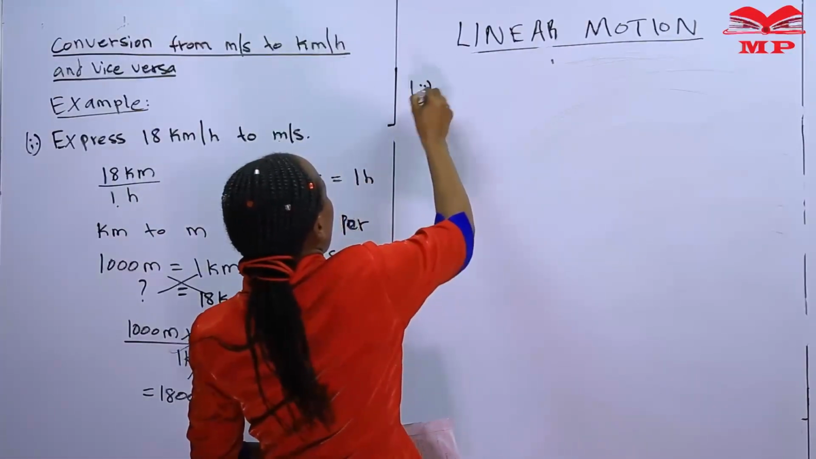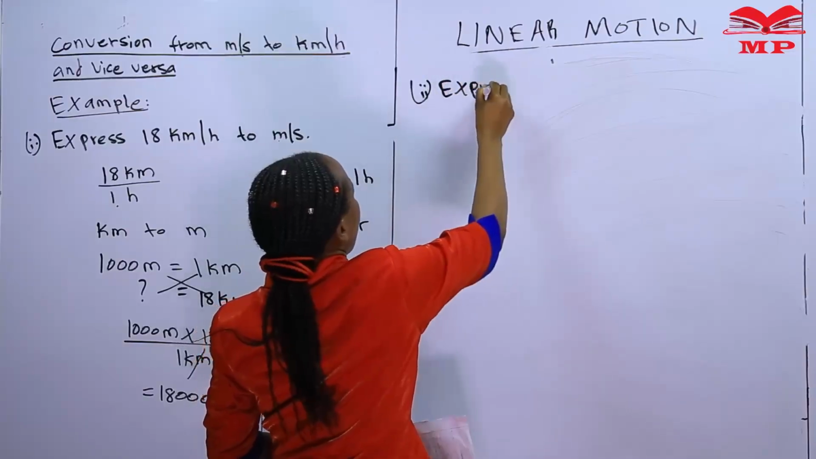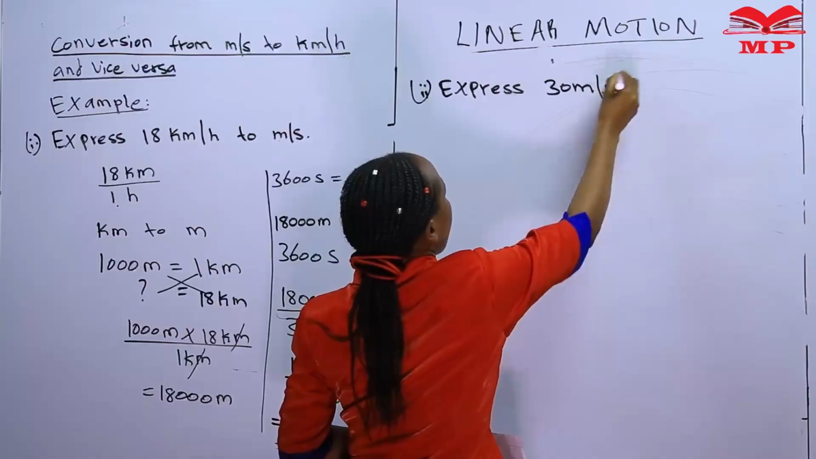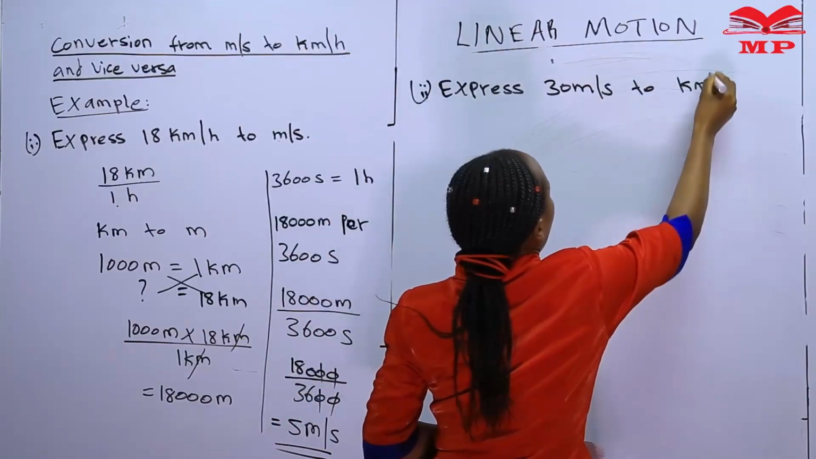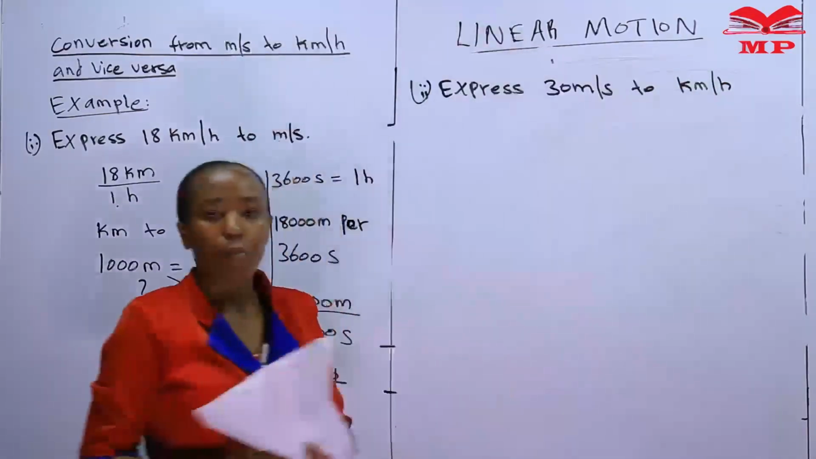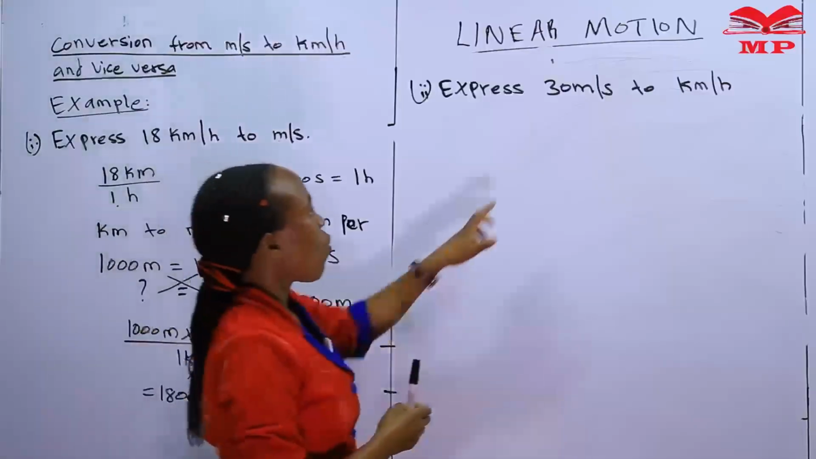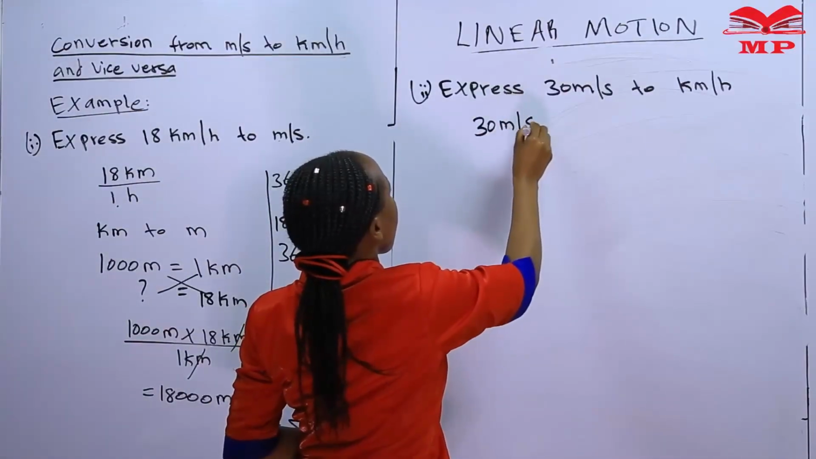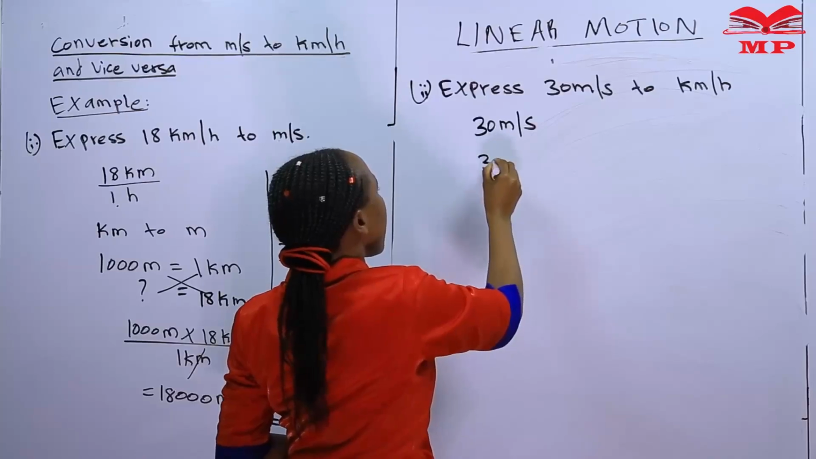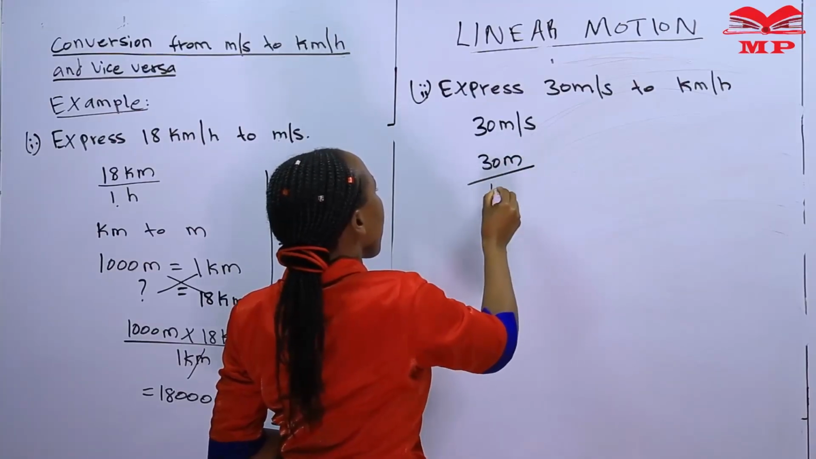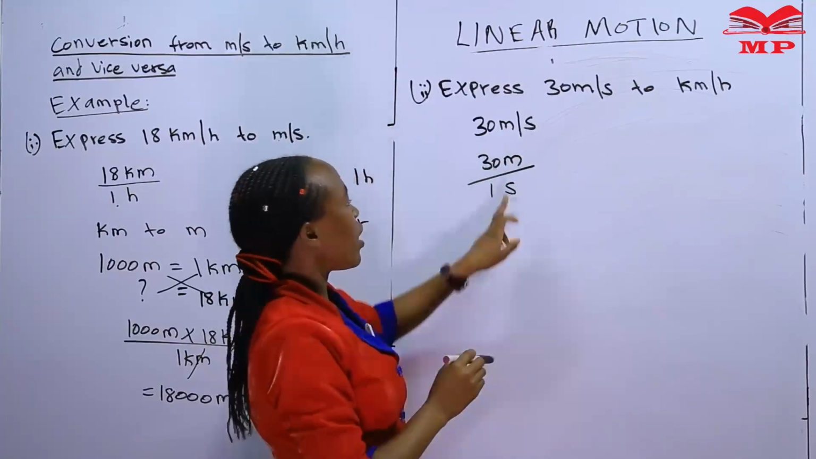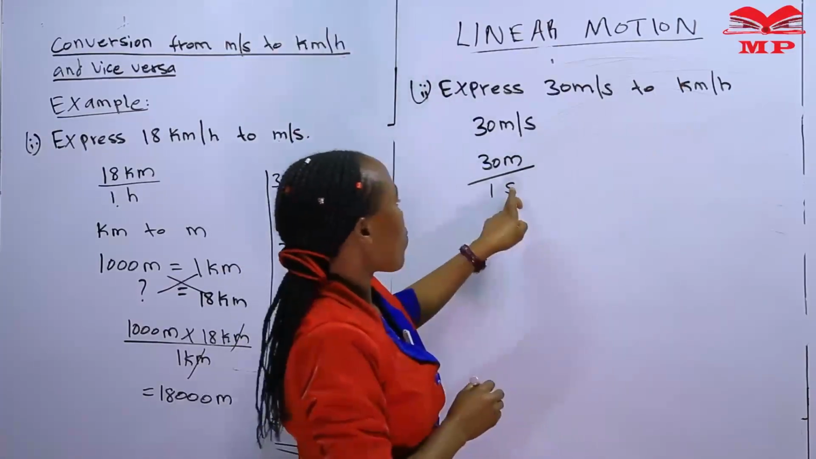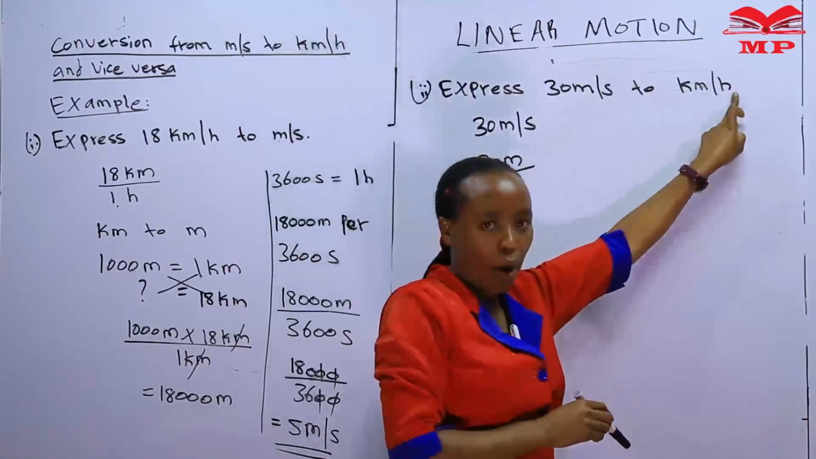Express number 2. We have 30 meters per second to kilometers per hour. The procedure is still the same, whereby we have the 30 meters per second. So therefore it means that it is 30 meters. We are dividing by 1 second. So we need to convert the meters to kilometers. Then we convert the seconds to hours.